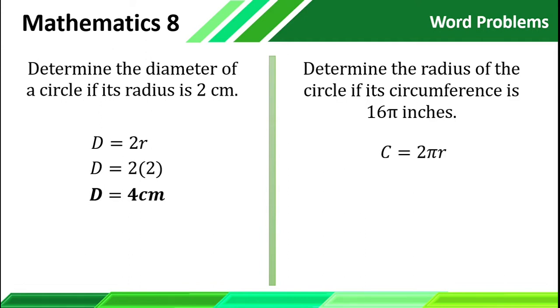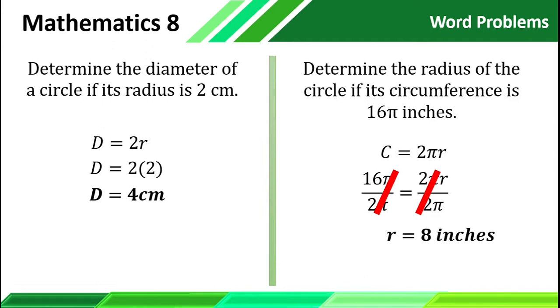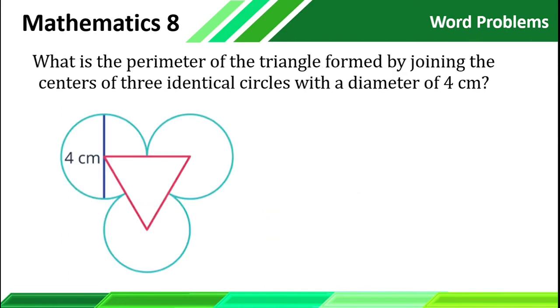Next problem, determine the radius of the circle if its circumference is 16 pi inches. So earlier, the formula to be used in determining the circumference is C is equal to 2 pi r. Here, in the given problem, the given is the circumference itself. So we can say that 16 pi is equal to 2 pi r. But we are looking for the radius. So we divide both sides by 2 pi, so it will be cancelled. And then r is equal to 16 divided by 2, which is 8 inches. So the radius of this circle is 8 inches.